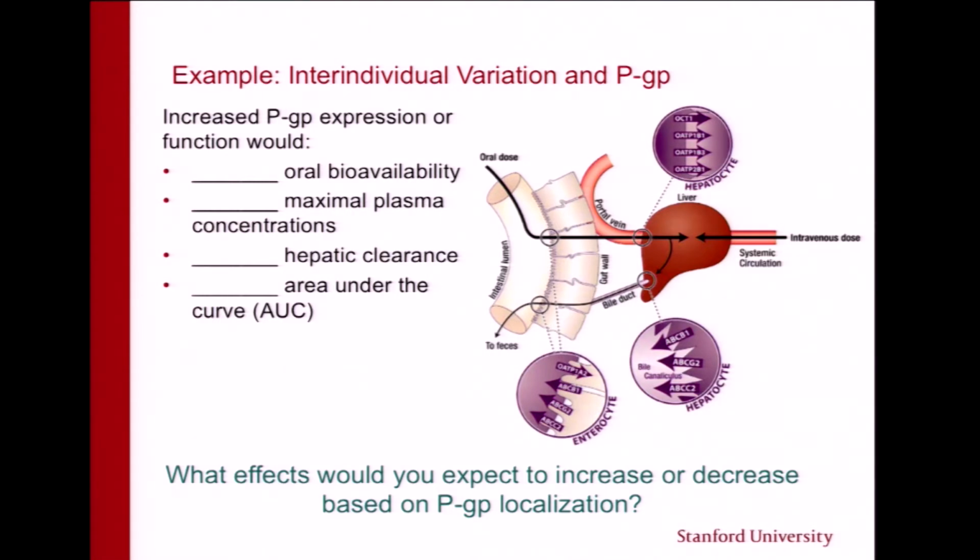So if we increase PGP expression or function, what would we do to oral bioavailability? What would we do to maximal plasma concentrations? What would happen to hepatic clearance? And then ultimately, what would happen to the area under the curve, which is equivalent to systemic exposure?